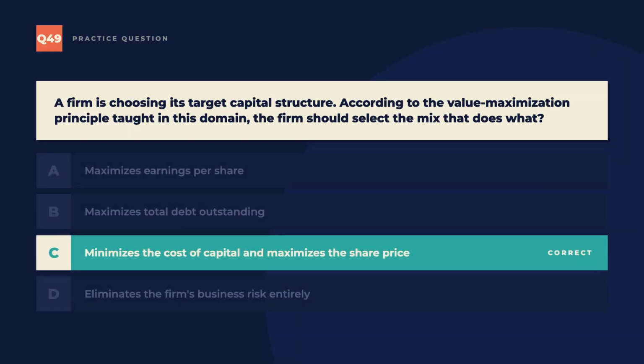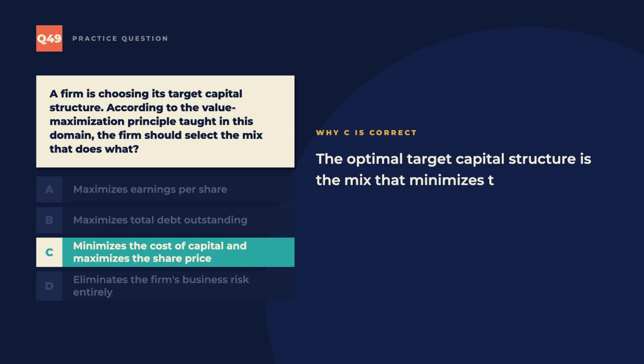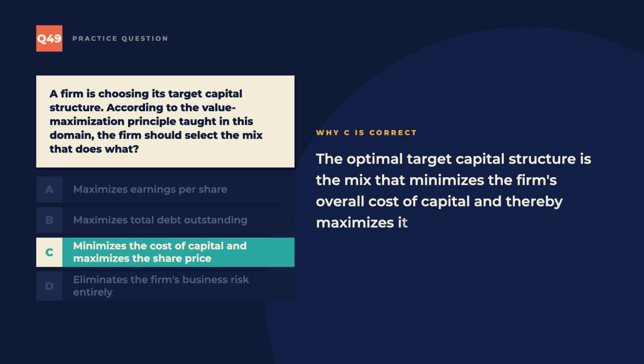The correct answer is C. Minimizes the cost of capital and maximizes the share price. C is correct because the optimal target capital structure is the mix that minimizes the firm's overall cost of capital and thereby maximizes its share price.